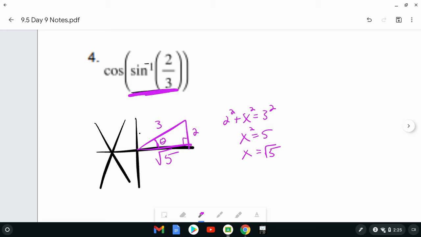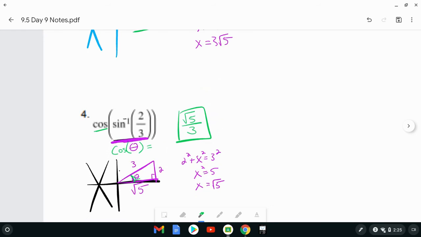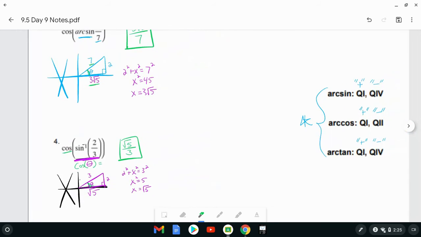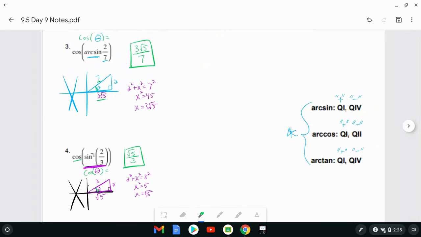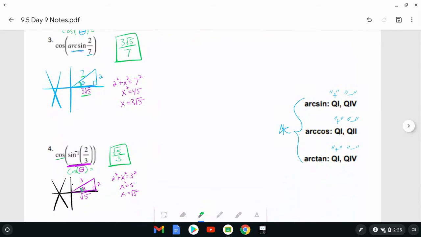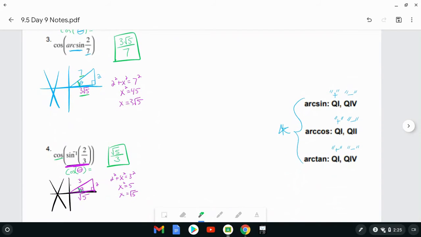This inside is our angle theta. Now that we have our reference triangle built, we can find the cosine of that angle. So the cosine of that angle would just be square root of 5 over 3. And that's the main concept that we're talking about today, besides these properties of matching sine and inverse sine, or cosine and inverse cosine being able to cancel.